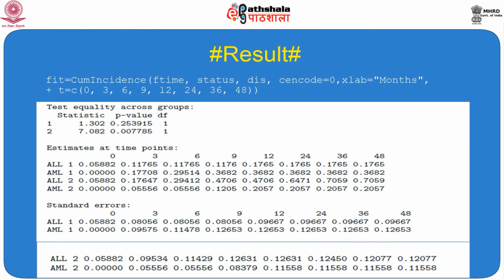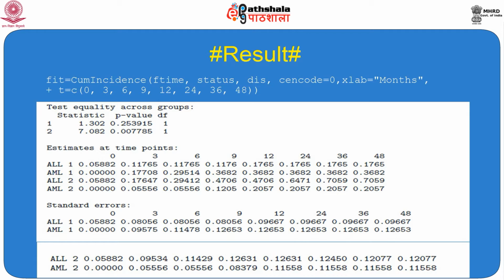Again we are applying the cumulative incidence function with ftime, status, disease, and censor code, and here we segregated the time intervals into 0, 3, 6, 9, 12, 24, 36 and 48 months or days. Whatever unit you prefer, you put that, and here you can see how the estimates of survival probability keep changing across the time intervals.